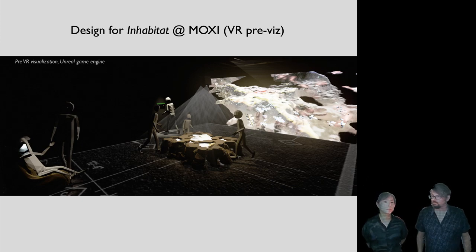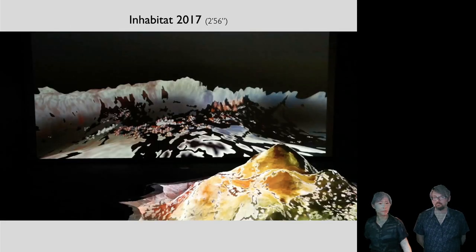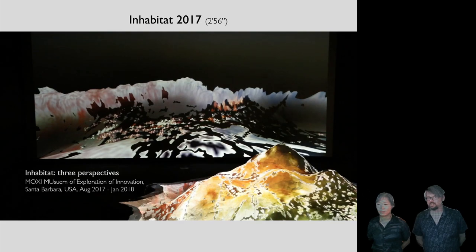This was our previous design for the installation. Because we were in Toronto designing remotely for an installation in California, we started using VR and a game engine to visualize the space in a way that we could experience it firsthand. So you can see here are the three perspectives of one world. And here's in Habitat.